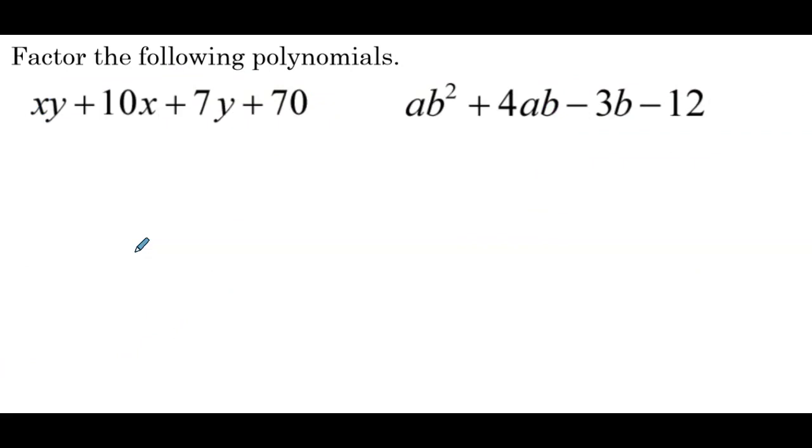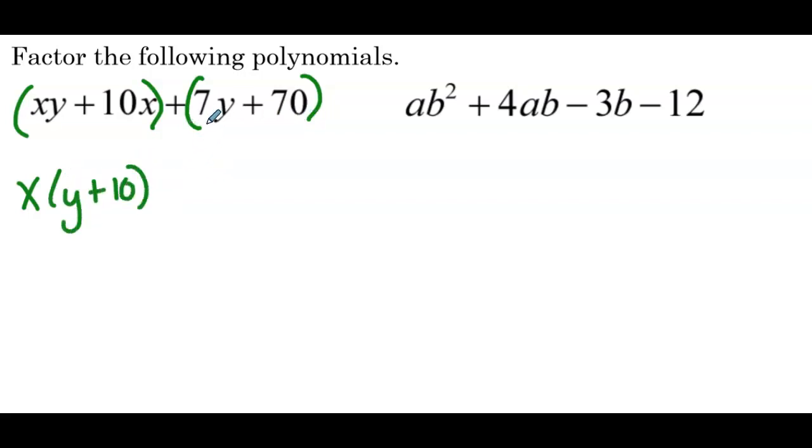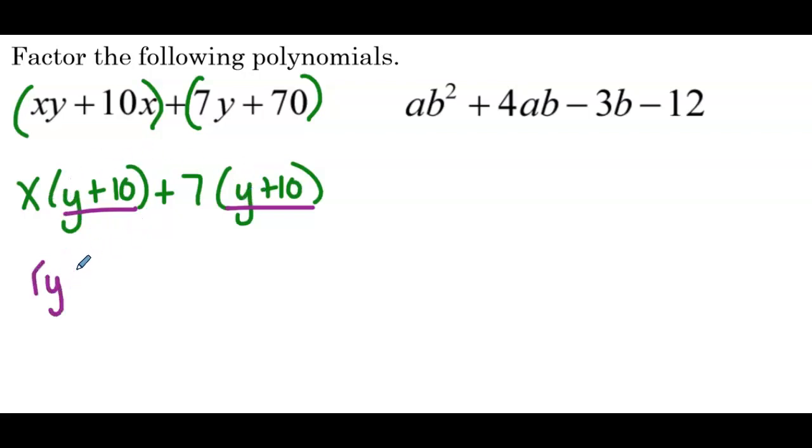Next up, we have xy plus 10x plus 7y plus 70. So it looks a little different. Now we have two variables amongst our four terms, but we're going to approach it the same way. So we'll start by grouping the first two terms and the second two terms here. So our greatest common factor of the first two terms, that's going to be x, and we'd have y plus 10. And our greatest common factor of the second two terms is plus 7, and then y plus 10. So y plus 10 is the greatest common factor in the first and the second term. So we'd have y plus 10 times x plus 7.